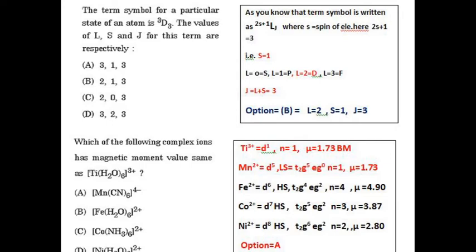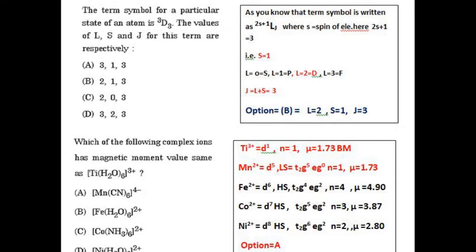For this we have to know the d configuration of each metal ion. In case of the first complex, Mn dipositive, it has a d5 configuration and it is a low spin complex. So all the electrons are filled in t2g orbitals, t2g5 and eg0. Therefore in the t2g orbitals one unpaired electron is present, so the spin-only magnetic moment value is 1.73.